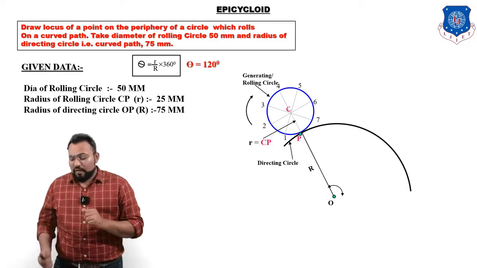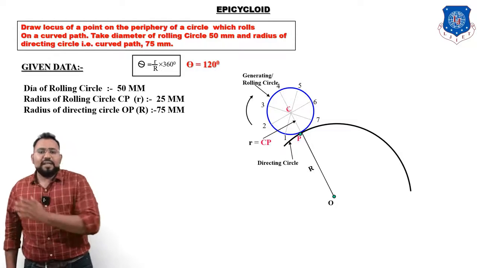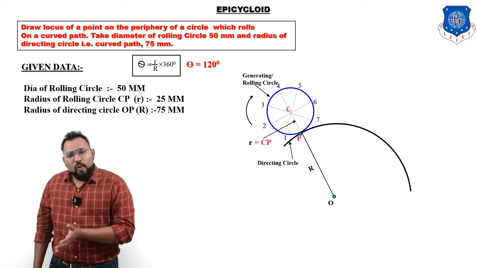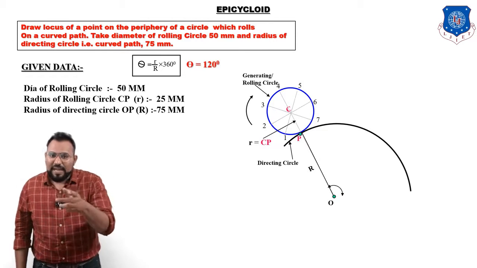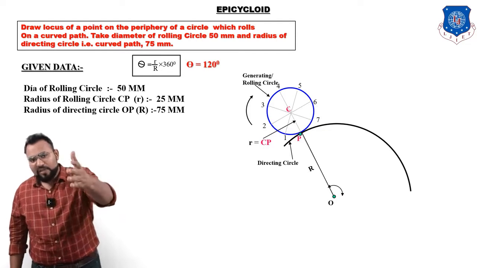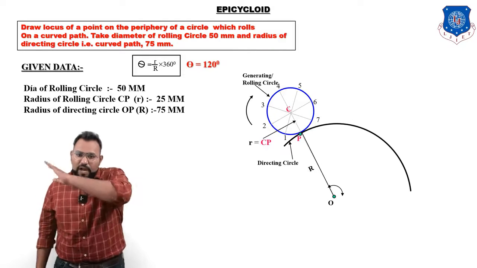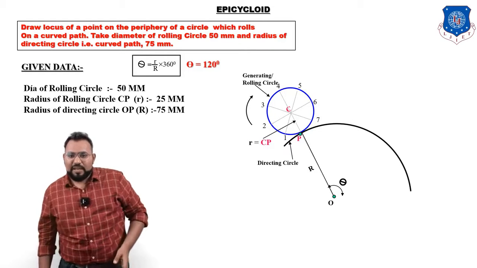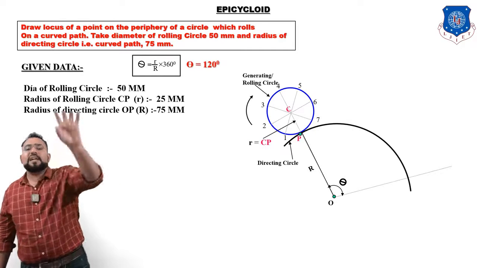Okay, now what do we have to do? Now we have to draw another line making an angle of 120 degrees with OP, like this, making angle theta. Theta what? We have derived the value of theta, which is 120 degrees. So draw another line which makes 120 degrees with line OP like this. So now this much of the curved path is what we have to consider.